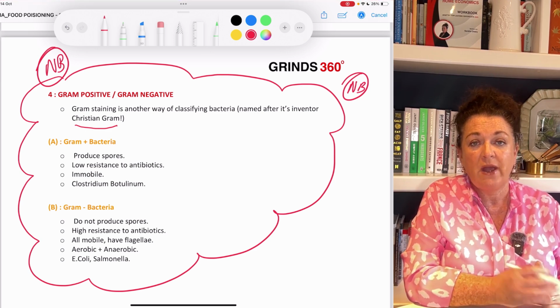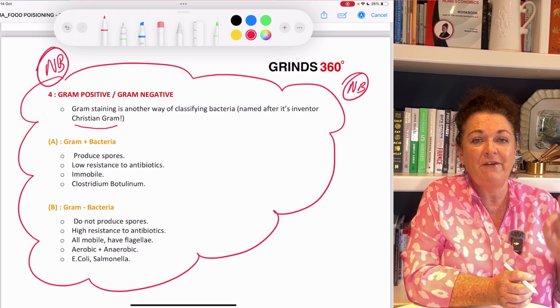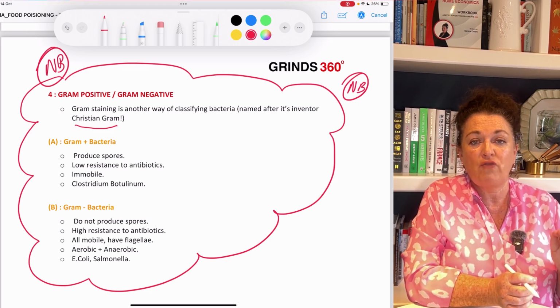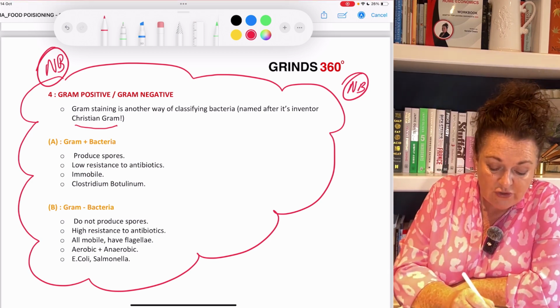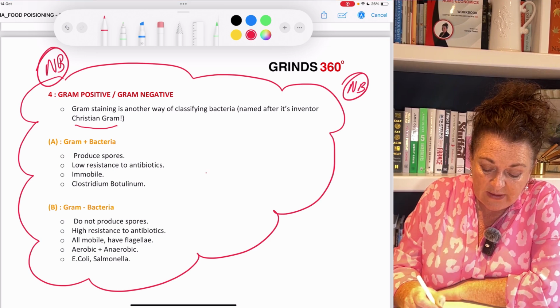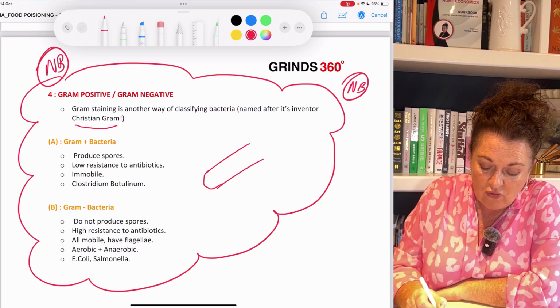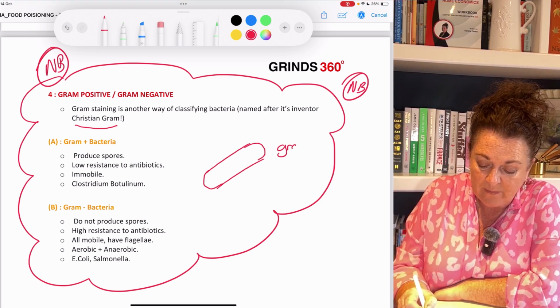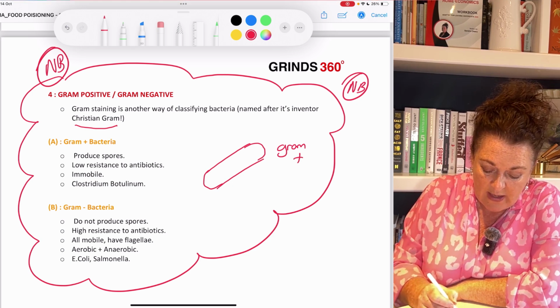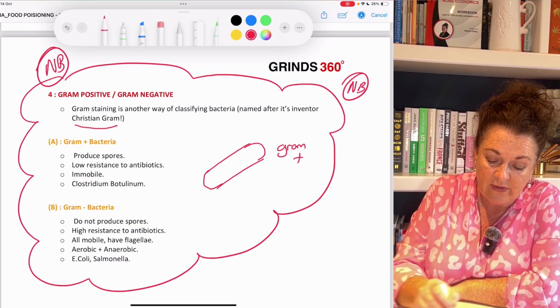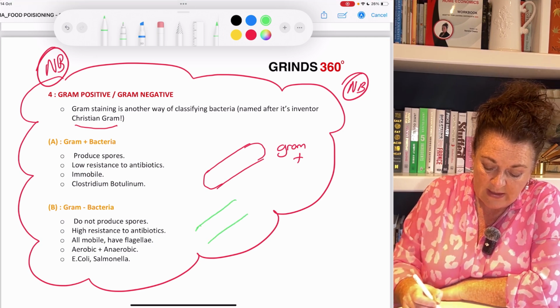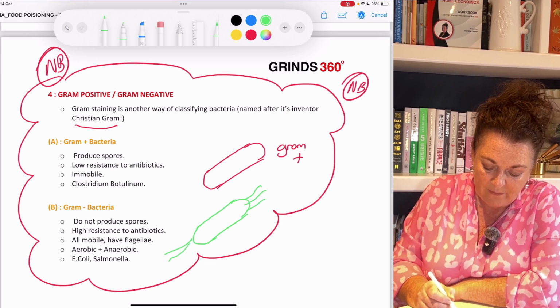A reminder that if the bacteria have flagellae, they are gram negative. If the bacteria have no flagellae, they are gram positive. So what I'm going to do here at the side is draw a gram positive bacteria, no flagellae, and a gram negative, I'll use a different colour just to make it stand out a bit, a gram negative bacteria does have flagellae.